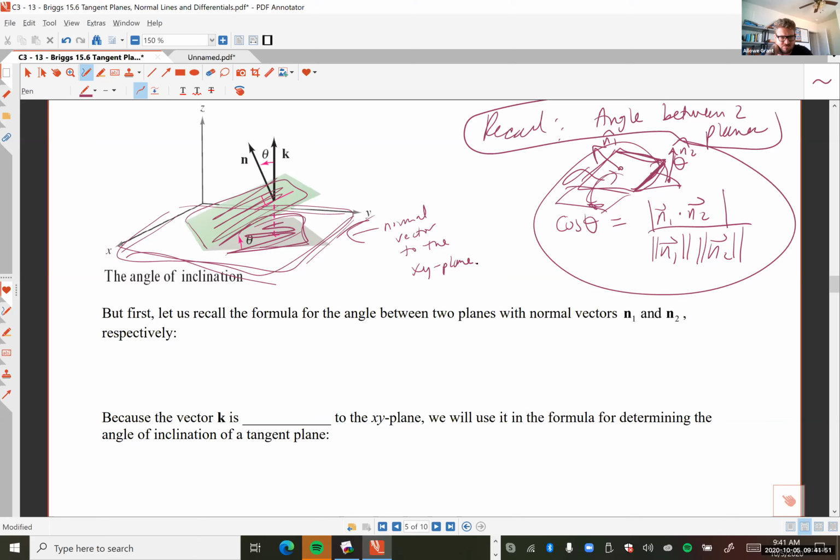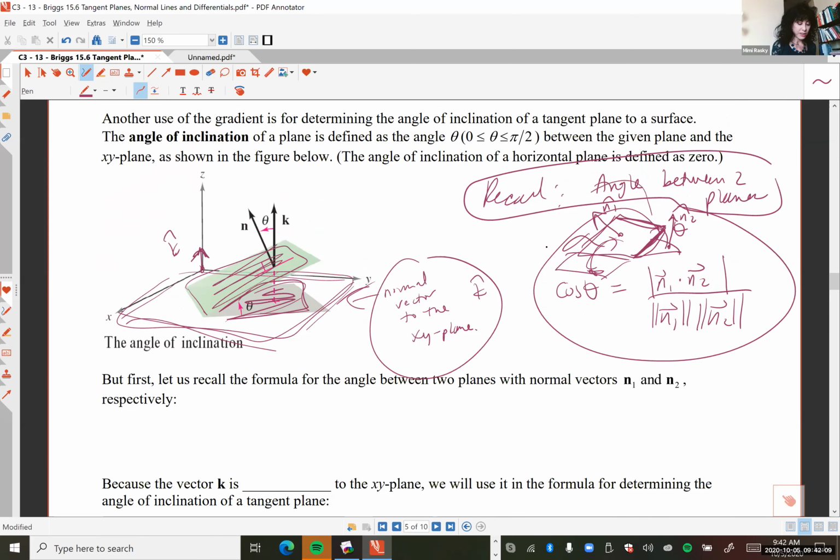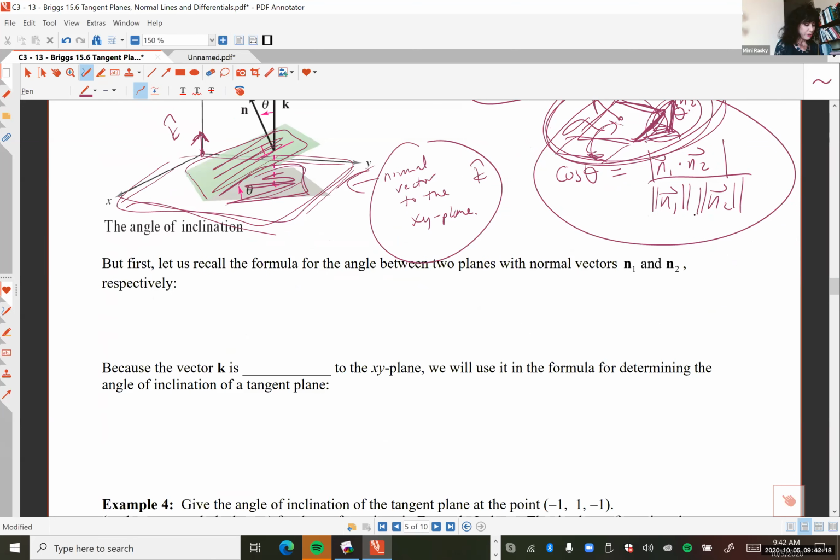K or Z? Yeah, whoever said K, you're awesome. K hat is an obvious vector. There's K hat, the unit standard vector pointing in the positive Z axis direction. It is the normal vector for the XY plane. So when we were finding the angle between two planes, this bottom plane here, the N2 for us will be K hat. So here is the formula. I already did this formula up here. Now the vector K is orthogonal to the XY plane, so we're going to use it in our formula to find the angle of inclination.